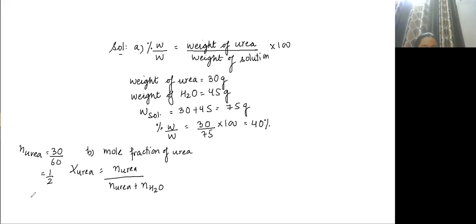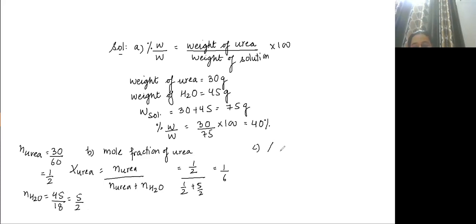What is moles of water? 45 divided by 18, that is equal to 5 by 2. So this is equal to 1 by 2 divided by 1 by 2 plus 5 by 2. So this is equal to 1 by 6. So mole fraction of urea is 1 by 6.